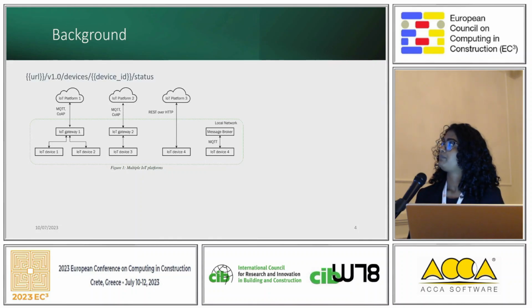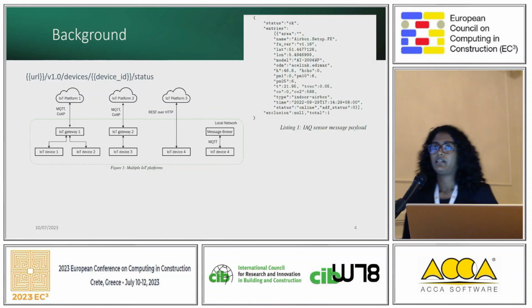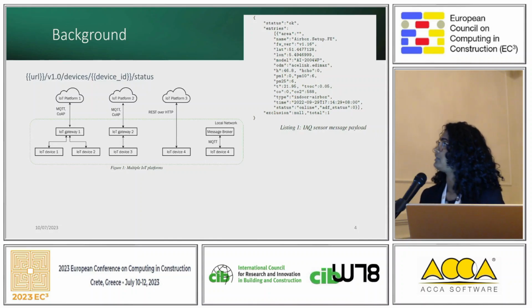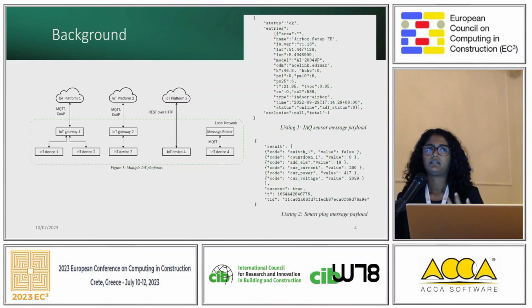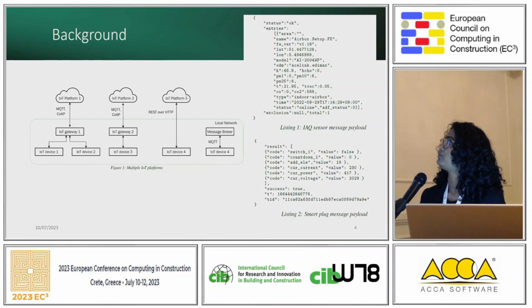For example, if I want to connect to the data stream of this particular IoT platform, I need to access this endpoint, and this is the message that I get. So this is from an air quality sensor. So we have a lot of key value pairs, nested items, and then values. And this is another example. This is for a smart socket, and this is the access URL for this smart socket, and this is the message that I get from the IoT platform.